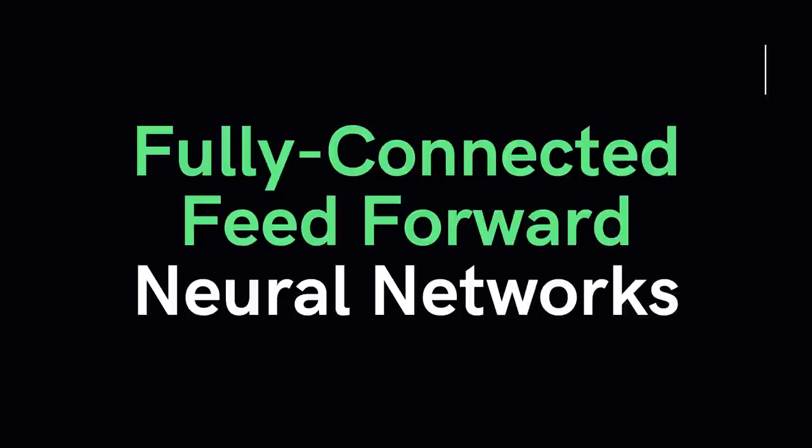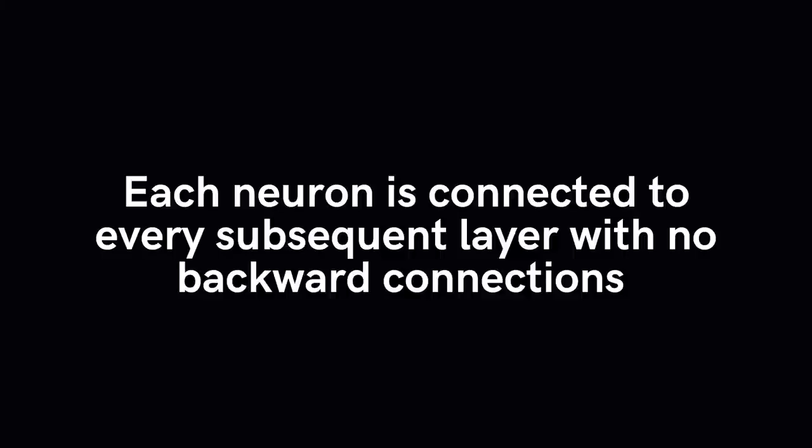The first type of neural network architecture we're going to discuss is a fully connected feed-forward neural network. By fully connected, I mean that each neuron in the preceding layer is connected to every neuron in the subsequent layer without any connection backwards. There are no cycles or loops in the connections in the network.